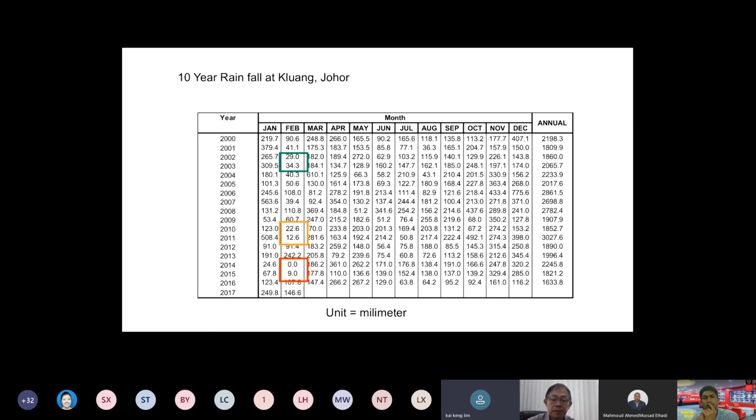Okay, 10-year rainfall at Klang area. You can see actually February will be the drier month throughout 12 months. Let's look at 2002, the lowest rainfall will be about 29 millimeter. But if you look at 2011, it's getting lower. And the worst will be 2014. You can see almost there's no rainfall. The whole month there's no rainfall. So meaning that the weather condition is not actually favoring those industries that depend on using river water to process.